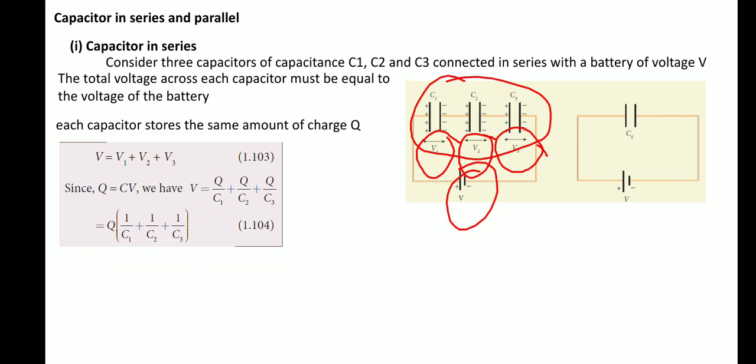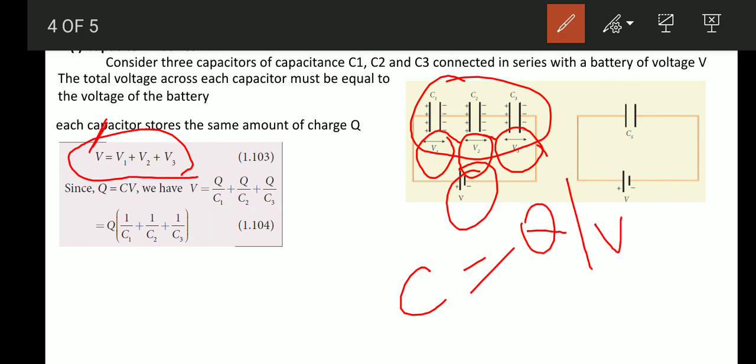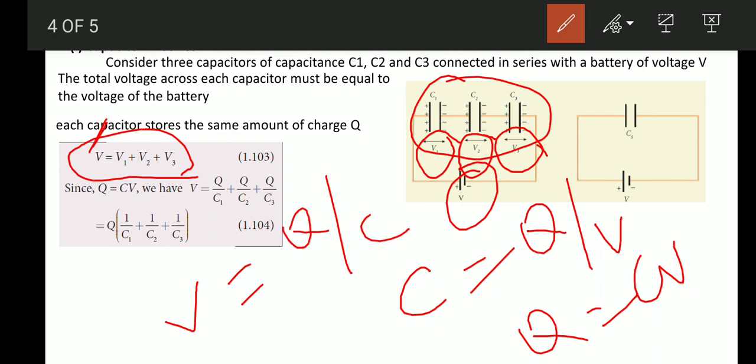Then the applied potential is equal to the sum of the potentials across the three capacitors, that is, applied voltage V is equal to V1 plus V2 plus V3. Now from the definition of capacitance of a conductor, C is equal to Q by V. From this we can calculate Q is equal to CV. Then substitute the value. Here we can calculate the value of V. V is equal to Q by C, correct?